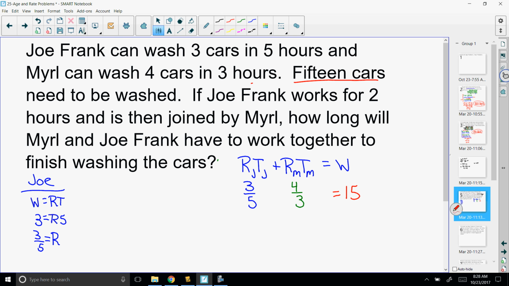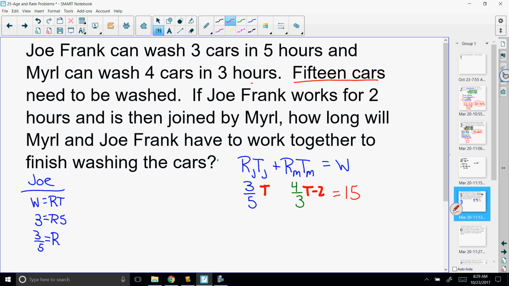If they work together from the very, very beginning, the times of the two would just be T, right? They worked for the same amount of time. But that's not what they did, because Joe Frank works for 2 hours and then is joined. Here's where you got to be careful. One person is going to have to be T, and the other one is going to have to involve those 2 hours. The two different things we could do is, if I let Joe Frank be T, then what is Merle's time? T minus 2. This would be T minus 2.